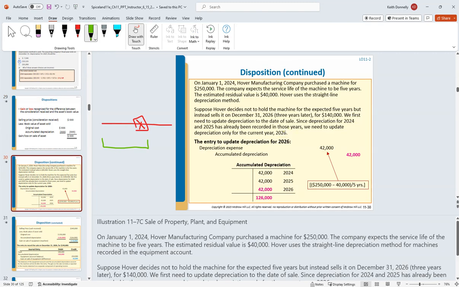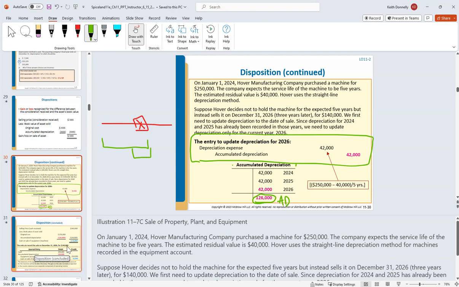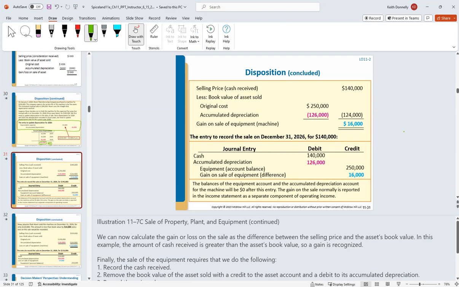So in this case, what we got to do is make sure that we record the depreciation to get it to where it needs to be up until the point of sale. So we got to do the depreciation there for 2026. That's ultimately going to land us at 126 of accumulated depreciation. So if we were to do the journal entry on this, you can look at it up there, or you can think about the journal entry.